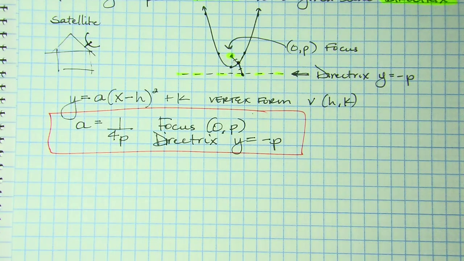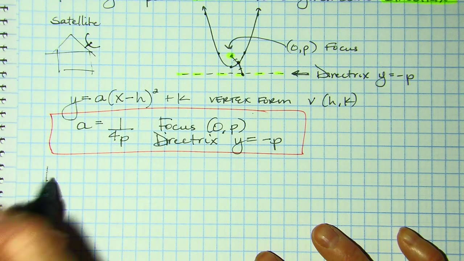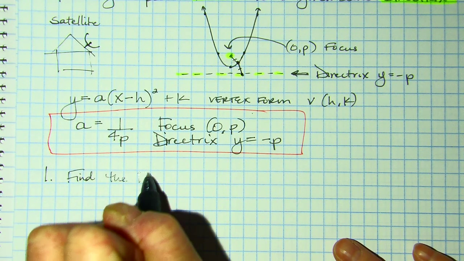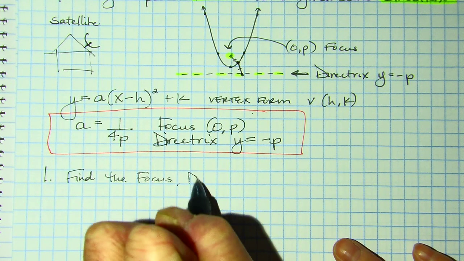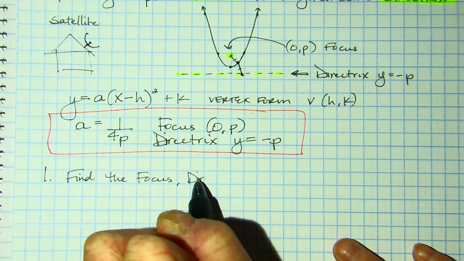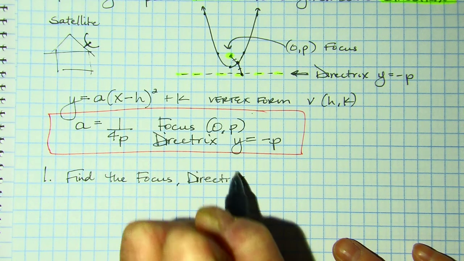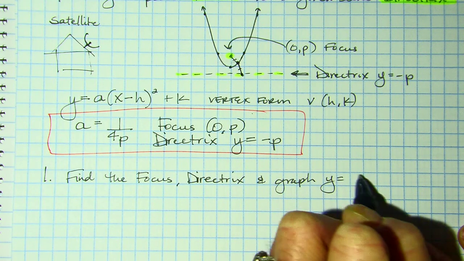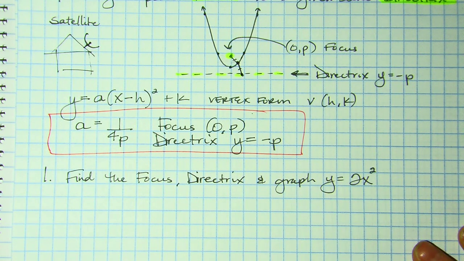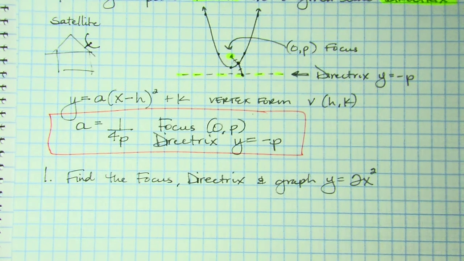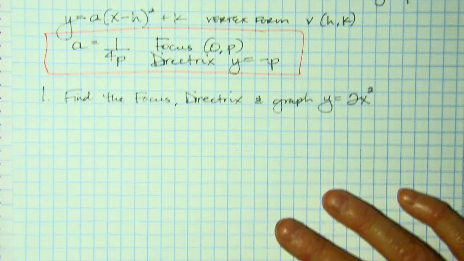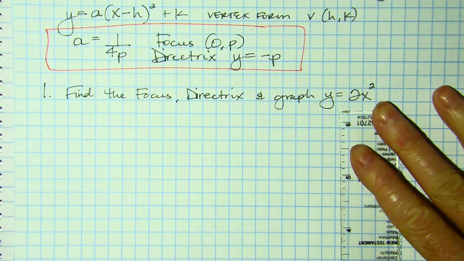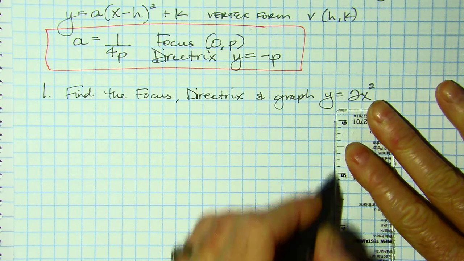And so this is the new piece of information right here, and we're going to do some examples including that piece of information. So number 1, we are going to find the focus, the directrix, I keep leaving out that i, and we will graph y equals 2x squared. So the first thing I'm going to do, I'm actually going to graph this.